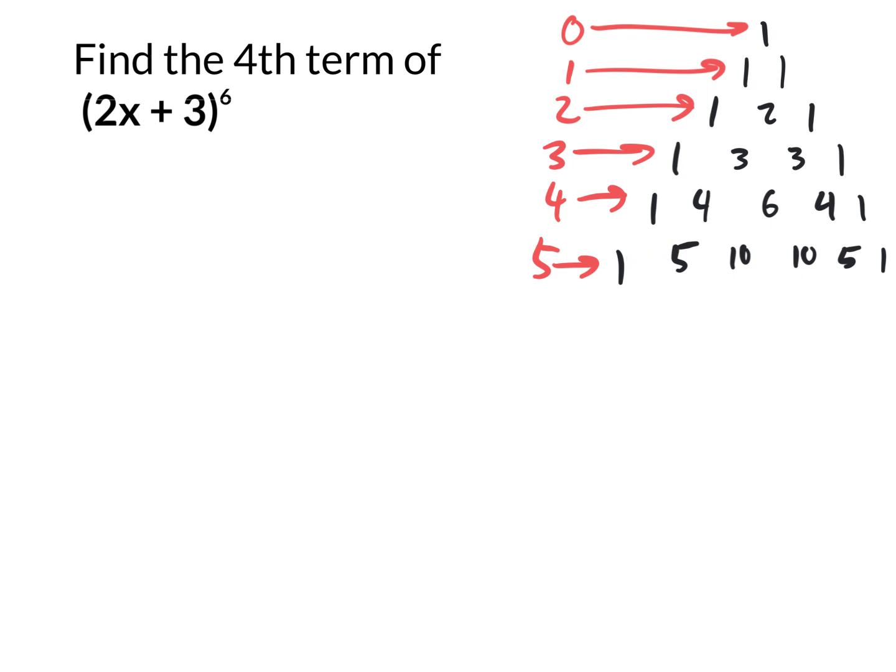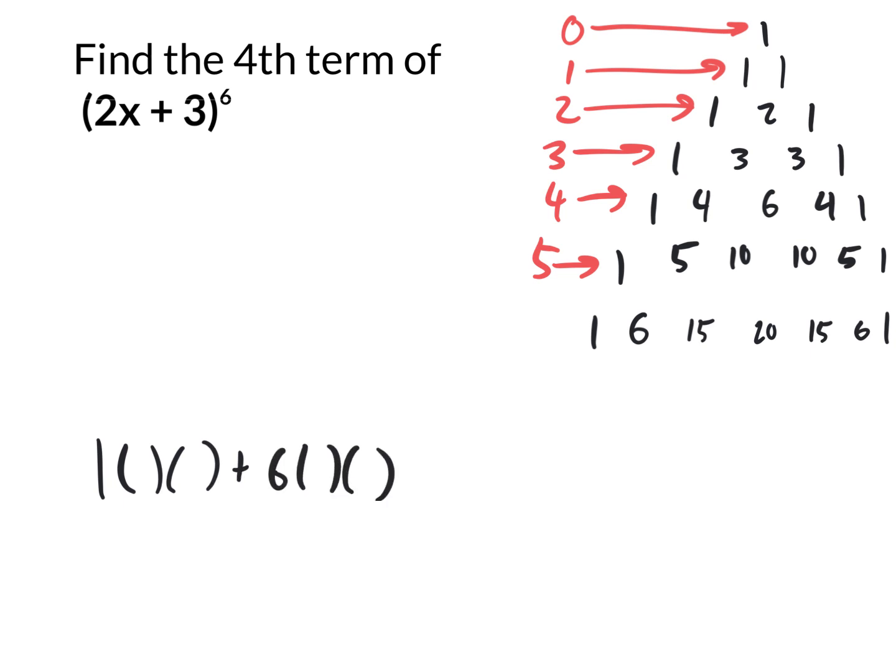So we're going to add 1 plus 5. That'll give us 6. 5 plus 10 is 15. 10 plus 10 is 20. 10 plus 5 is 15. 1 plus 5 is 6 with 1's on the outside. And that would be the row that you want. So we're going to start by doing 1, parenthesis, parenthesis, parenthesis, parenthesis, plus 6, parenthesis, parenthesis, parenthesis, parenthesis, plus 15, parenthesis, parenthesis, parenthesis, parenthesis. And keep in mind, we want the 4th term.